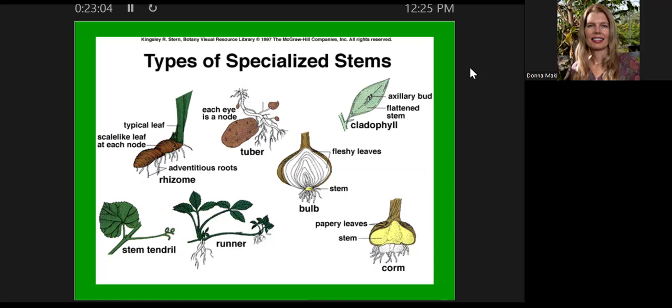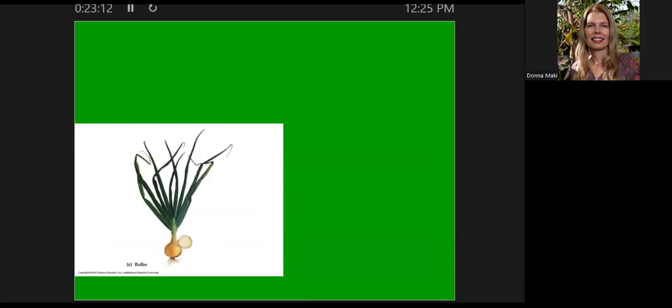The leaves, like the paper part? Yeah, the really thin papery stuff are the actual leaves. All right, what else do we have?